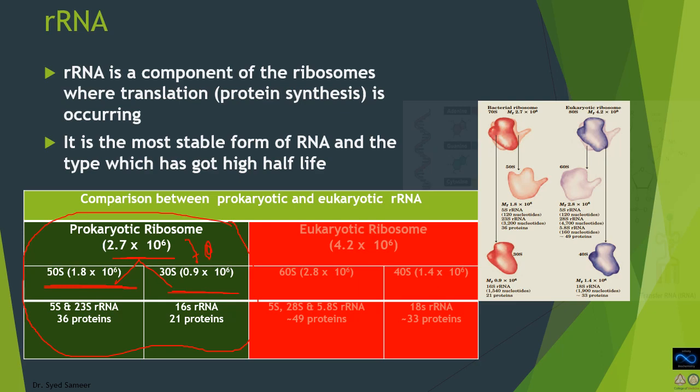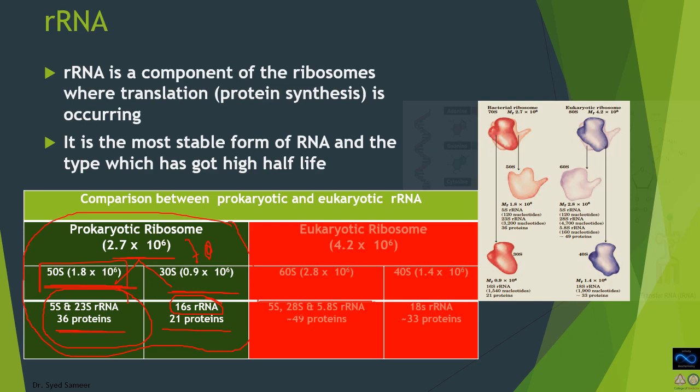And this large subunit in the prokaryotes is made up of 2 different types of rRNAs, that is 5S and 23S rRNA, and together with 36 proteins it makes up this 50S subunit, while the 30S subunit is made up of only one type of rRNA and 21 proteins. When you compare these assemblies with the eukaryotes, you will find not only an increase in the molecular weight but also an increase in the RNA part.